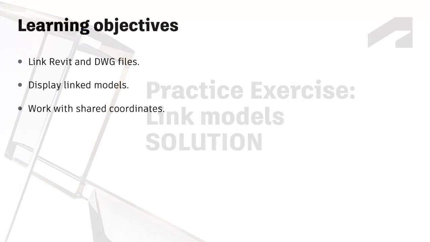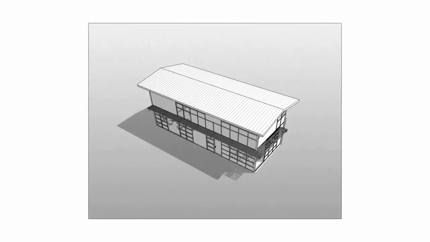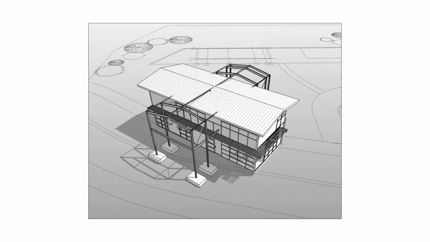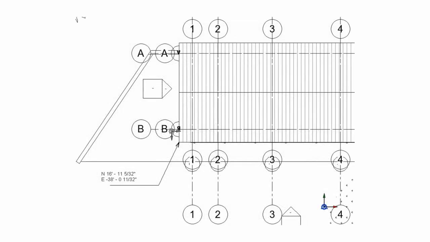In this video, you will see the solution to the practice exercise Link Models. This exercise asks you to open an existing project and link in a structural Revit model and a 2D site DWG plan. We then need to align the linked files to the correct location and set up shared coordinates between the three files using the DWG as the base for those coordinates.